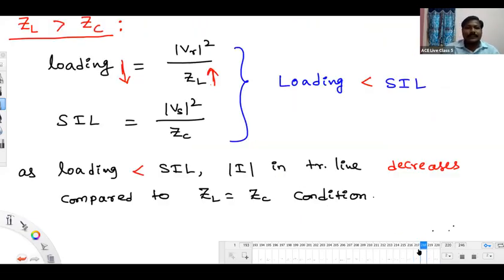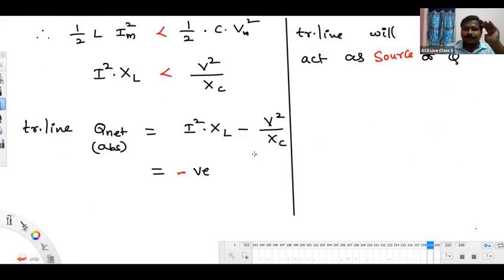So this is a slide with what we have started. Same as ZL less than ZC, just an extension for that. Only, the current value in the earlier case was high because of high loading, but now the current value is less because of low current. Half L I square will come less compared to half C V square. I square XL will be less compared to V square by XC. Then net absorption will become negative.